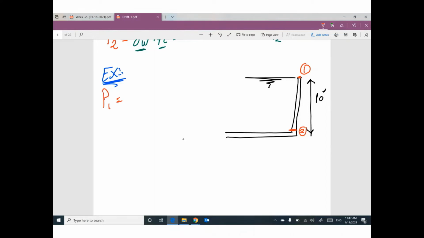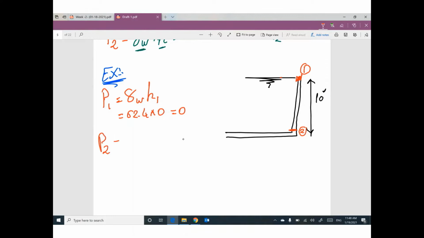P1 equals gamma water times H1. The value for gamma water, because this one is in feet, will be 62.4. What is the height between point number 1 and the water surface? Do you have height? No, we don't have height. Your pressure will be 0. So your value here is 0.